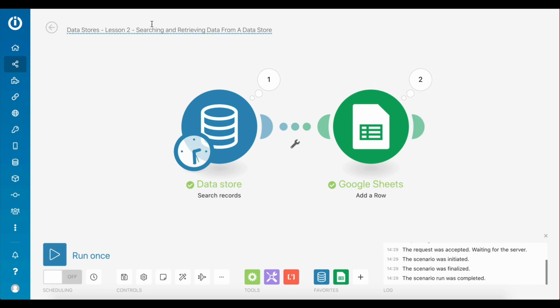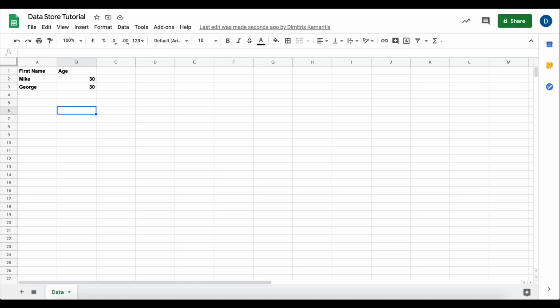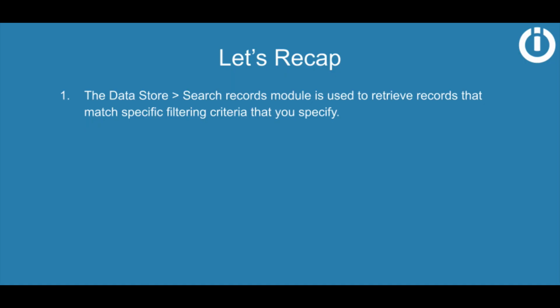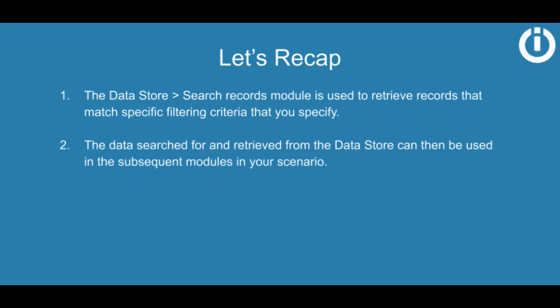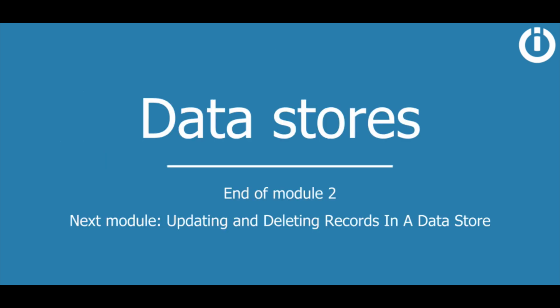Let's check the Google Sheet to see if the data has been added to it. As you can see, the 2 rows have been created and both records have age set to 30, meeting the search criteria that was set. So to recap, the Data Store Search Records module is used to retrieve records that match specific filtering criteria that you specify. The data searched for and retrieved from the data store can then be used in the subsequent modules in your scenario. And this concludes this lesson on how to search and retrieve data from a data store.